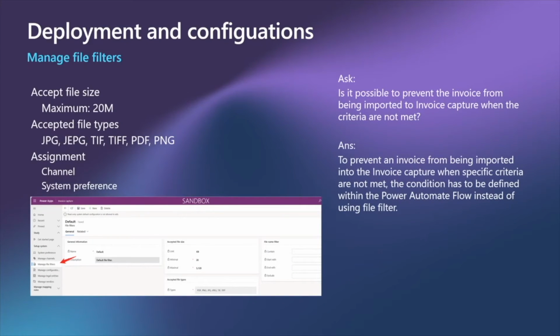It's a little bit different from the condition on the flow setup. Once you define this file filter, and an invoice comes in that doesn't match the rule of the file filter, these files will still be seen in the invoice capture. It requires your double confirmation whether you need these files or not. But if you define rules in the flow setup, these files will not be imported into the invoice capture. They will be blocked at the very beginning, so you won't see these files again if the condition in the flow setup isn't met. So it's a little bit different.